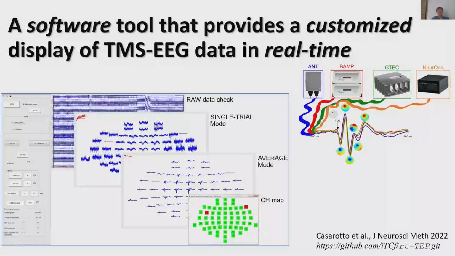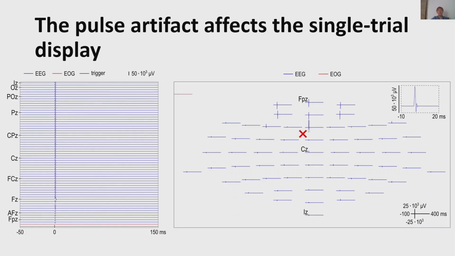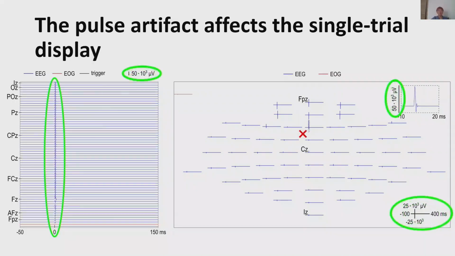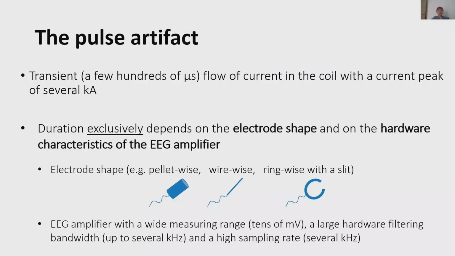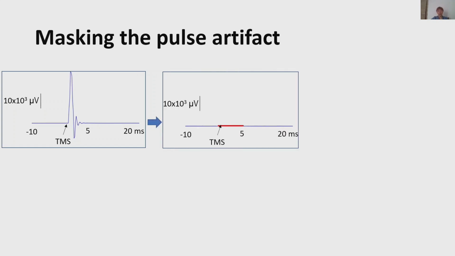But what can we see using this software tool during a real TMS-EG measurement session? At first, we may not see anything because of the pulse artifact, which is spread everywhere and is huge compared to EG activity. Luckily, using state-of-the-art TMS-compatible EEG amplifiers, this artifact lasts a few milliseconds and can be easily masked within our software by replacing it with a flat line.